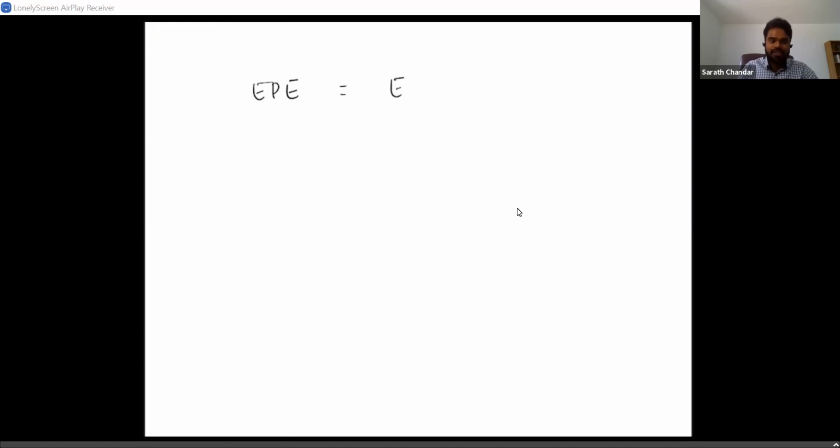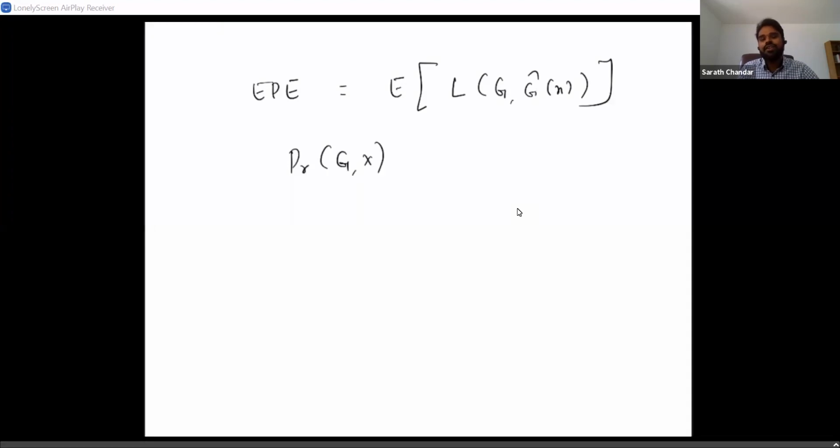The expected prediction error is given by the expectation over the loss function of G and G hat of X. G is the true class, G hat is the model's prediction. Now this expectation is with respect to the probability of G comma X. Remember that in the case of regression, the joint distribution comes from the probability of X comma Y. In this case, the joint distribution comes from the input X and the output G. Also, X is continuous. It could be discrete too, but let's say X is continuous, but G is discrete, right? So now the expectation is not by integrals, it's by summation.